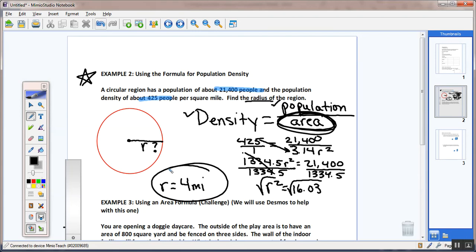First thing I considered there was the circular region, so the shape. We understand right here that density is population over area. So we started with this formula. We plugged in what we knew. We knew the density was 425. We knew that the population was 21,400. Why did I choose to put pi r squared down here for area? Because it's the area formula for a circle. We didn't know the area, so if you don't know an area, you have to put an area formula in there and then work through it that way.